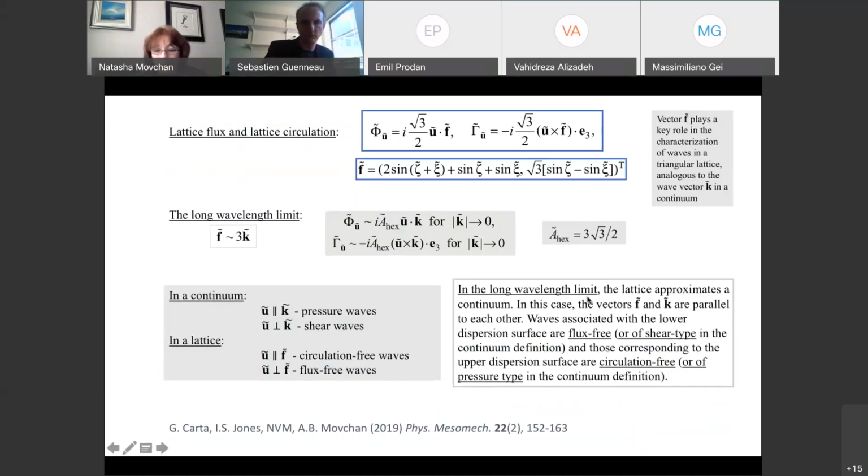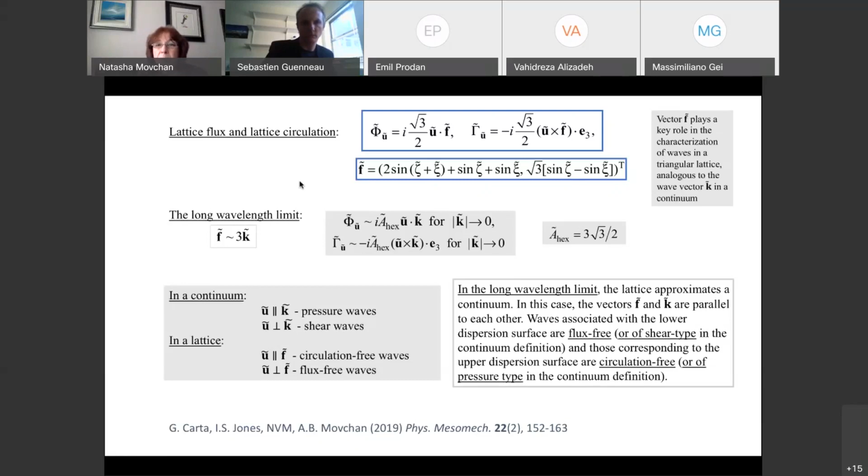Now, what we want to talk about is the case when we have k tending to 0. If we consider the long wave limit, our lattice approximates a continuum. And in this case, in a continuum setting, we can distinguish between two different types of waves, one of which is a pressure wave and the other one is the shear wave.